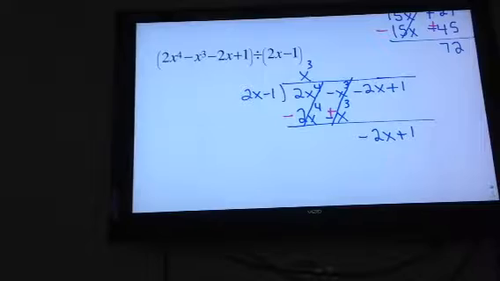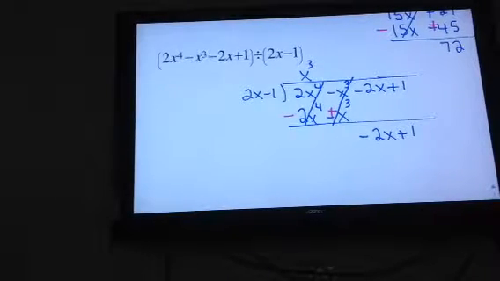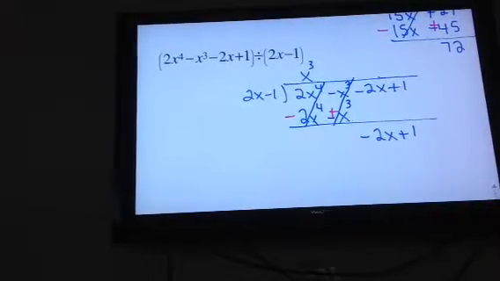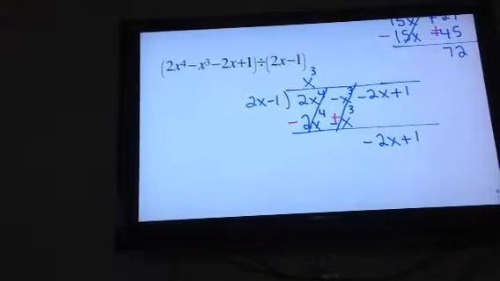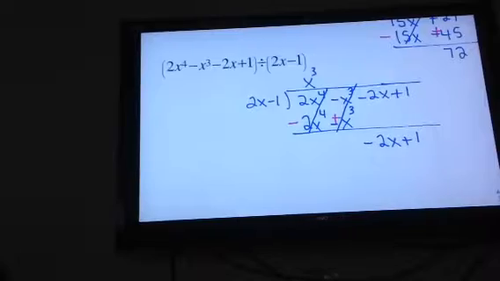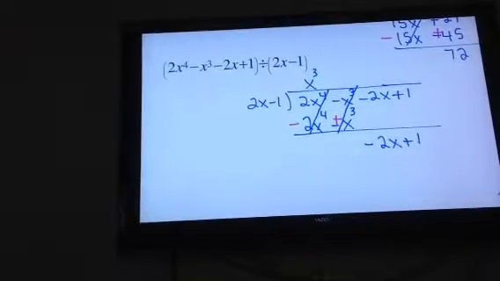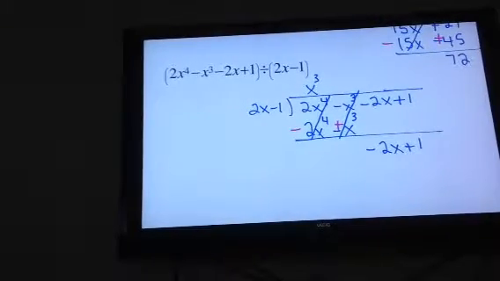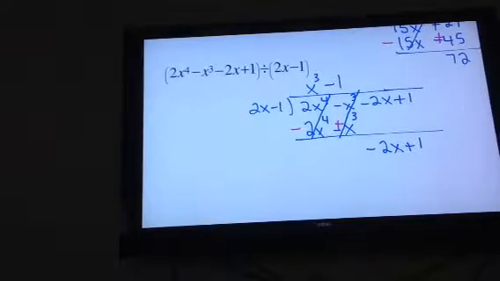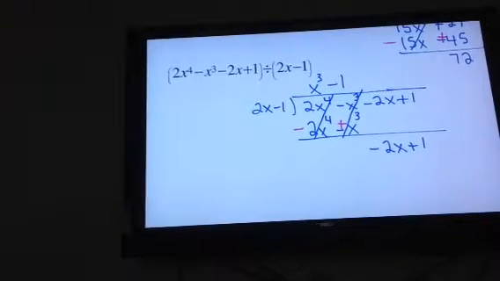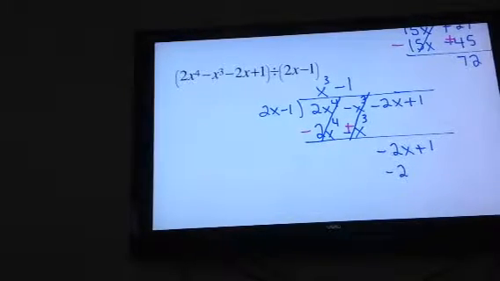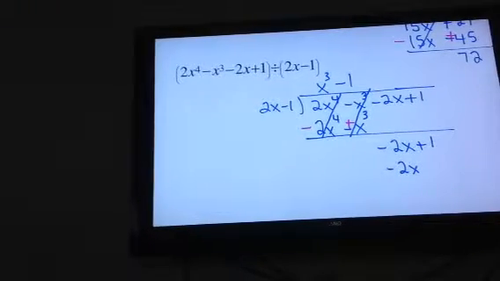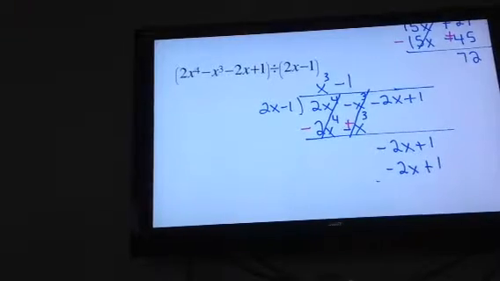And I do my process. 2x divided into negative 2x. Or, again, what would I multiply 2x minus 1 by to make it negative 2x? And that would be minus 1. And I multiply through. Negative 1 times 2x is negative 2x. Negative 1 times negative 1 is positive 1.